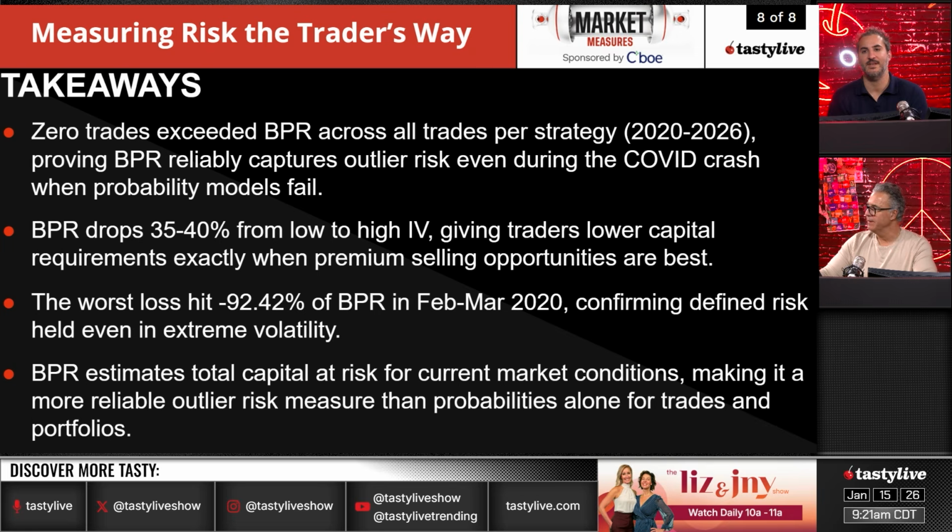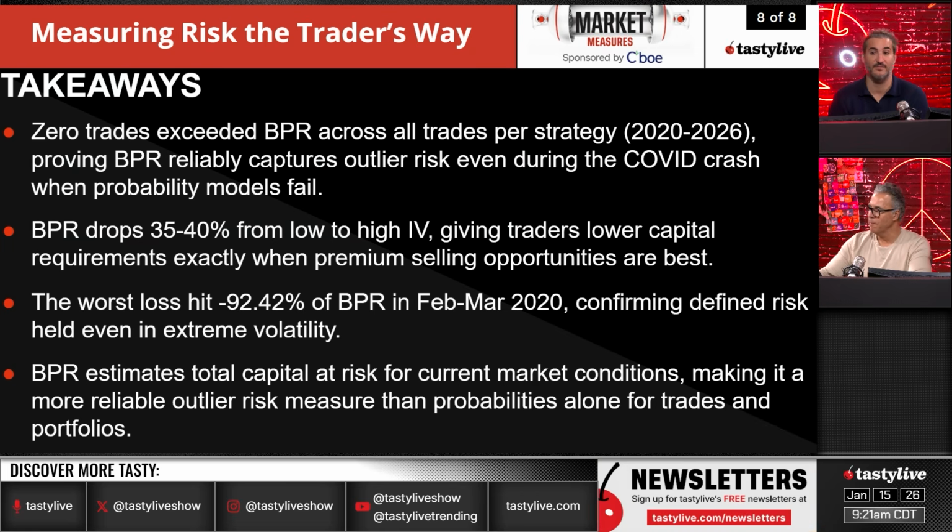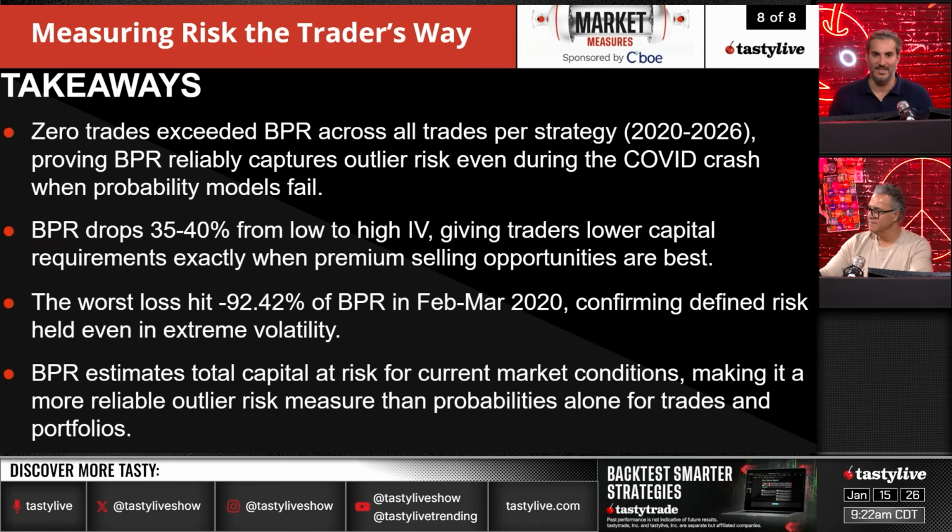So the worst loss hit 92% of the buying power, and that was in February to March of 2020. So we're talking about the heat of COVID. That buying power gives you an accurate reflection of your risk. Buying power estimates total capital at risk for current market conditions, making it a more reliable outlier risk measure than probabilities alone. And even if you're looking at CVaR, that's telling you the telltale, real risk. More realistic risk like COVID, which I would even consider a tail type event.